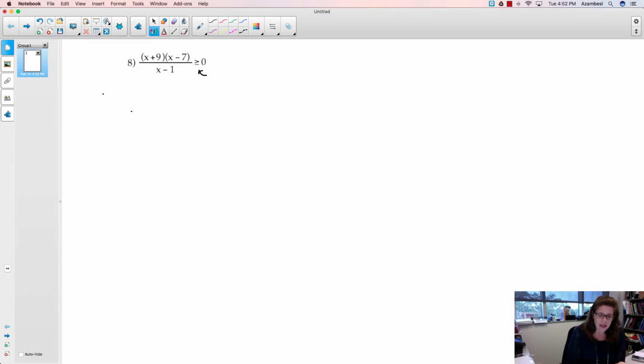So now for your strategy, you want to create a number line with all of your zeros, your intercept points, and any places where the function is undefined. And we're going to look at the regions between those things.